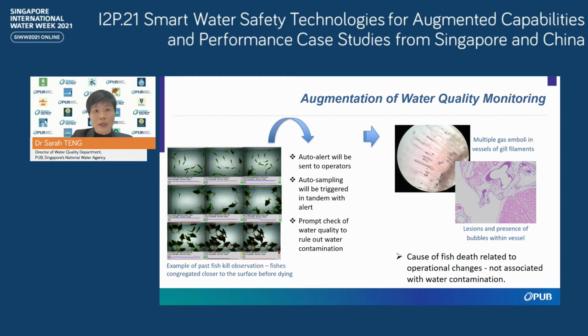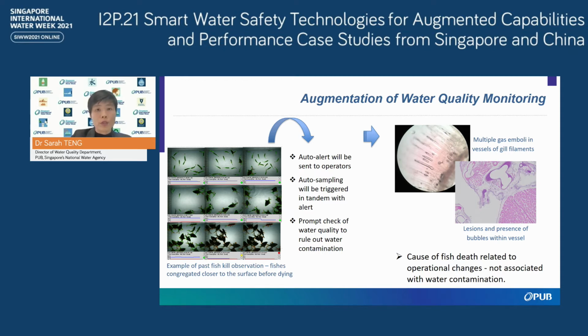What I would like to share here is a typical example of images of fish death during a fish kill incident. What you see here is that over time, the number of fish deaths accumulated, and the system is able to quickly send the alert to the operators based on the preset threshold number. At the same time, in tandem with the alert, the system will also capture water samples so that we can do further laboratory analysis to determine the cause of the fish death. Fortunately, in this case, it was not due to any external contamination. The cause of the fish death was later found to be related to some changes in the operation, which led to supersaturation of fine air bubbles in the supply, which indirectly impacted the fish.